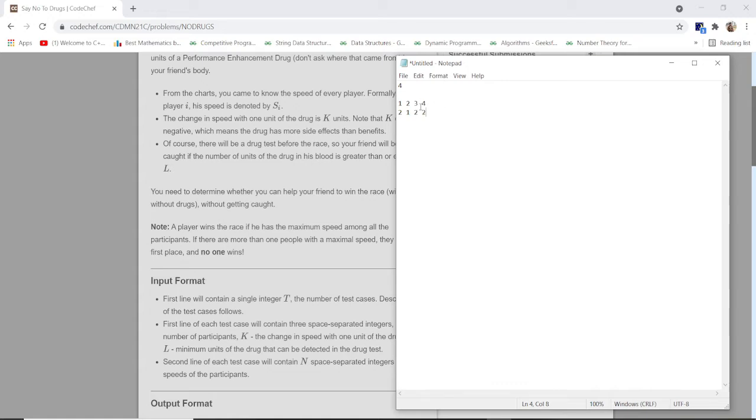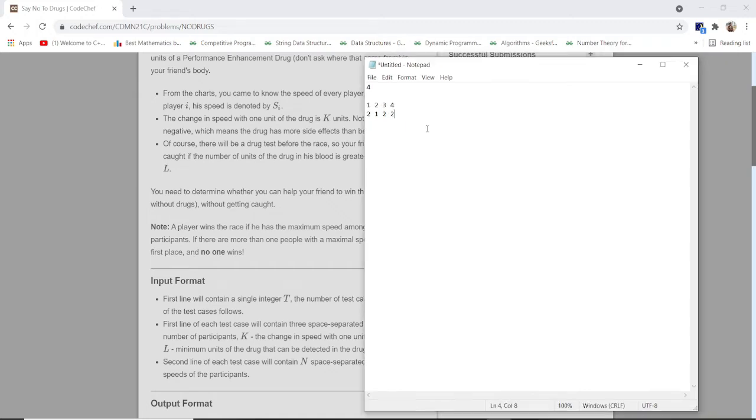According to the question, my friend is the last. This is my friend, who has a running speed of 2. Here we can see the highest running speed is 2, so the winners of this game would be the 1st, 3rd and 4th players. But according to the question, the winner is only the one who has the maximum speed. So according to this example, there is no winner. It will be a draw.